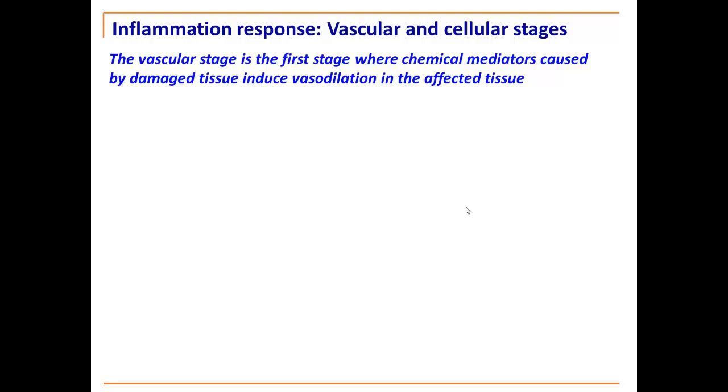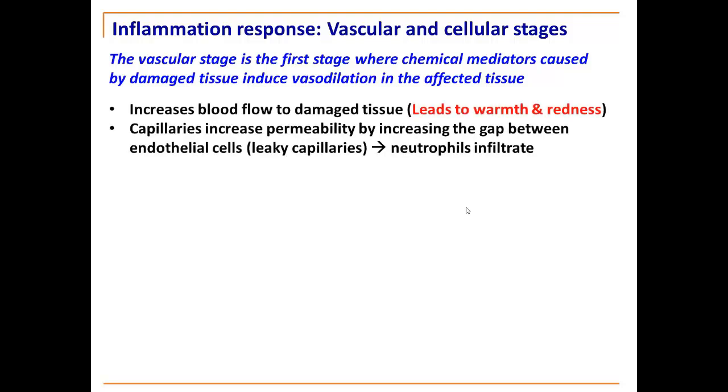So it's the first stage where the chemical mediators that are released in response to cell death induce vasodilation in the affected tissue. Those chemicals include things like histamine and prostaglandins, for example. And because we've got vasodilation, we've got an increase in our blood flow to the damaged tissue. And that increased blood flow leads to two of the symptoms, warmth and redness.